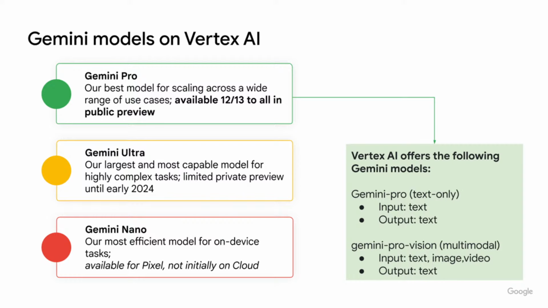And then second is this Gemini Pro Vision endpoint. So this is the multimodal endpoint, and again, allowing you to input text, image, and video. And Dan is going to show you some really cool examples of this in just a minute, and output text. So get started as soon as you can. These are definitely available today.